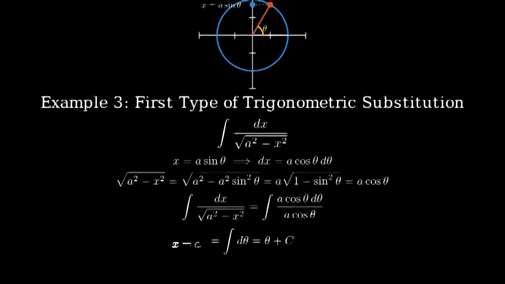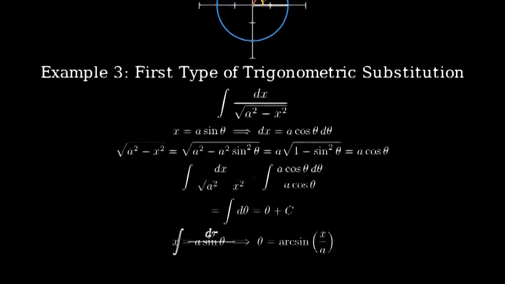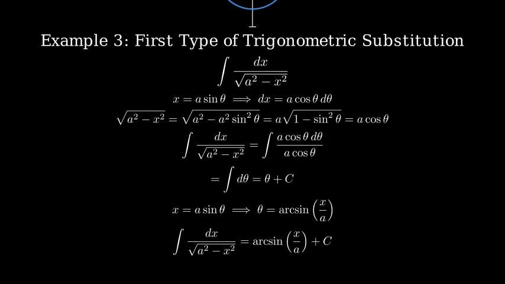plus c. To express the answer in terms of x, we need to go back to our substitution. Since x equals a sine theta, theta equals arcsin of x over a. Therefore, our final result is arcsin of x over a plus c.